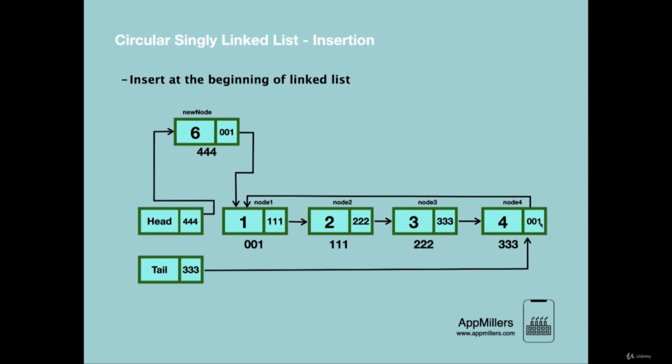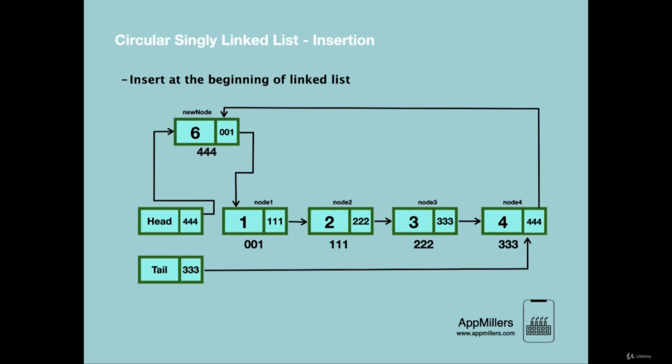So we have to update this reference over here to the physical location of the new node. If we update it to 444, which is the physical location of the new node, it creates a link between the last node and the new node, because the new node is our first node now. When we create this link, the link between node 4 and node 1 gets destroyed. So by doing this, the last node automatically references the newly created first node. With this, insertion of a new node at the beginning of a circular single linked list is finished.